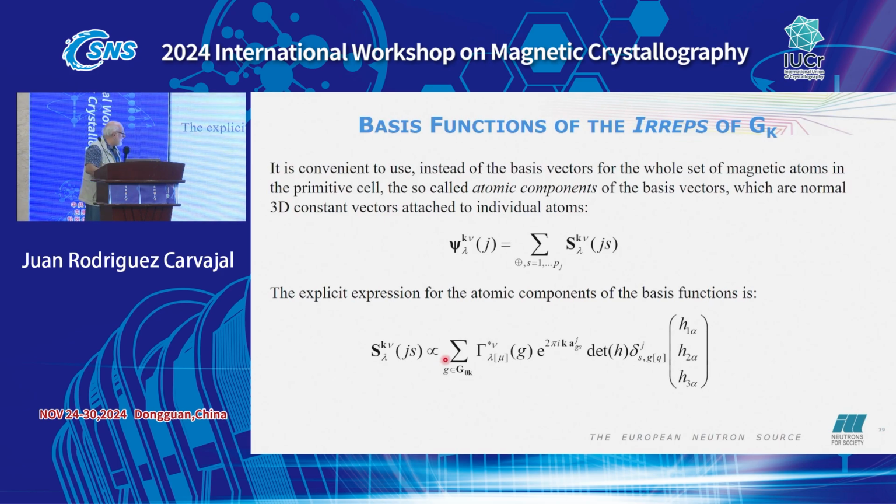I have put here the symbol of proportional to say that you can normalize them as you want. And then these kinds of vectors are characterized by the K vector, the particular irreducible representation we are considering, which is nu. Lambda goes from 1 to the dimension of the representation, S is the sublattice of the site j. Then you have all this information here, and you can easily calculate the basis functions using this formula.